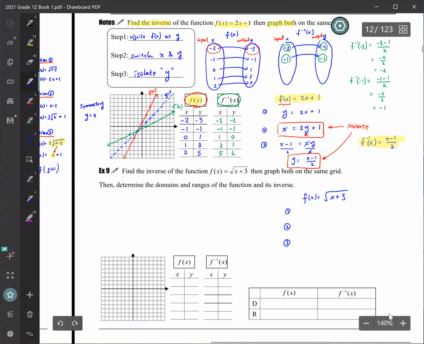Okay, let's check step 1 first. Everyone should get step 1, right? So Eric, what's step 1? We flip the x and y. Not there yet. Or no, it's y equals square root of x plus 3. You forgot the square root. Yeah. Okay, step 1, you need to write it as y.